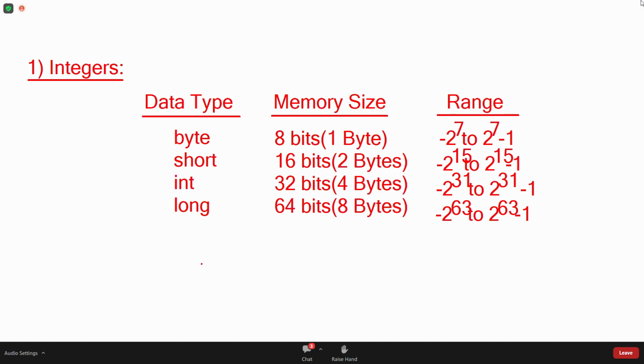In the integers category, 4 data types are there: byte, short, int, long. 8 bits, 1 byte, 16 bits, 2 bytes, 32 bits, 4 bytes, 64 bits, 8 bytes. Minus 2 to the power of 7 to 2 to the power of 7 minus 1. Here minus 2 to the power of 15 to 2 to the power of 15 minus 1. Like that, 31, 63.